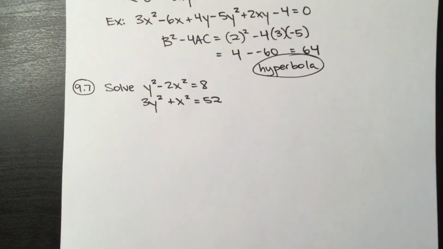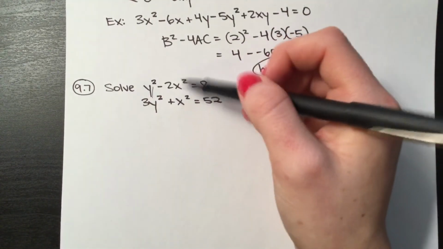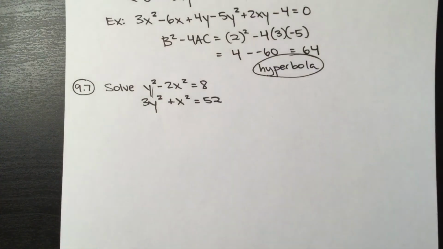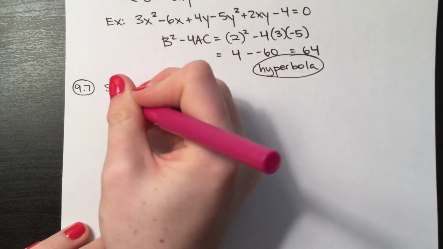Okay, so if you saw something like this, one would be a really good candidate for elimination. The reason is because we've got y squareds in both and x squareds in both. So you can really easily get them to eliminate. So what I'm going to recommend that we do here is we multiply this whole bottom equation by 2.